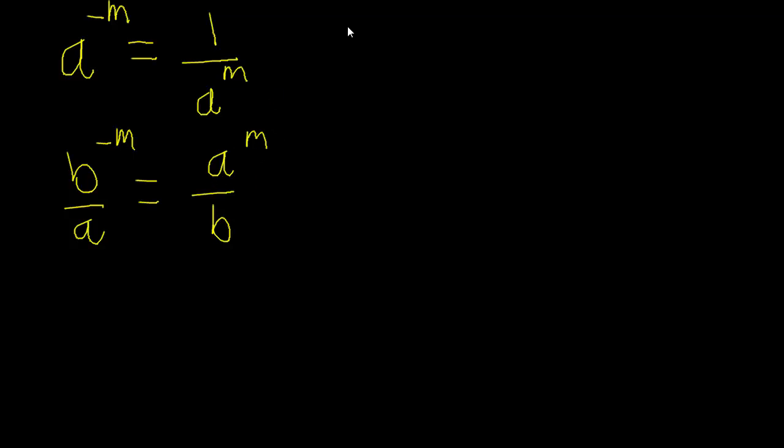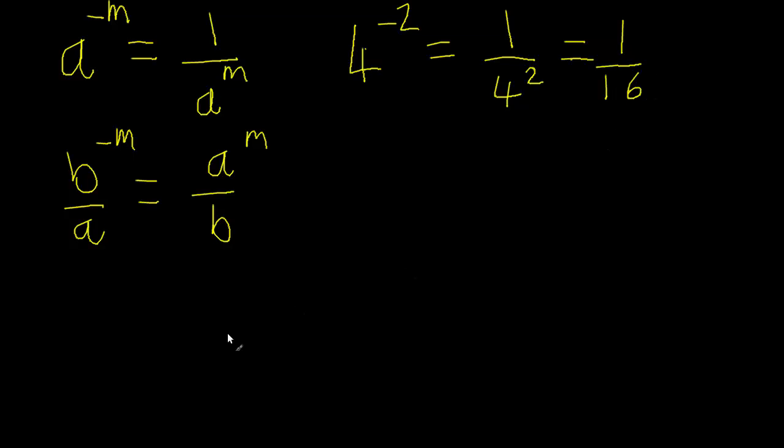So we can look at some quick examples that show this in action. So if we had 4 to the power of minus 2, if we look at this top example here, that means we're going to have 1 over 4 to the power of 2, which would just be 1 over 4 times 4, which is 16.